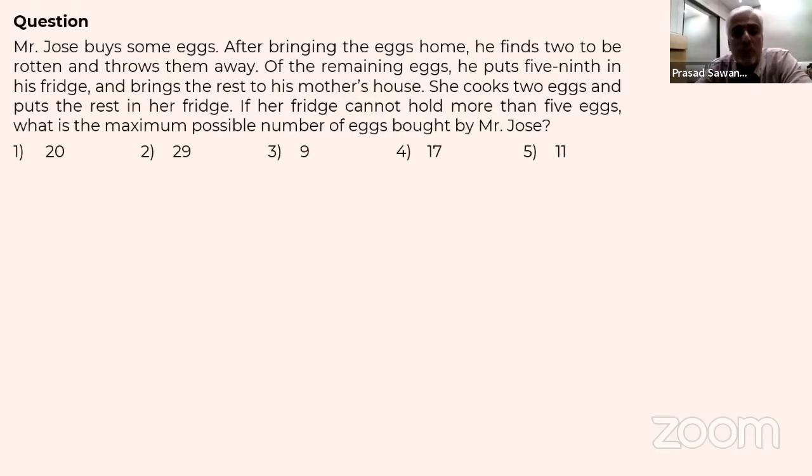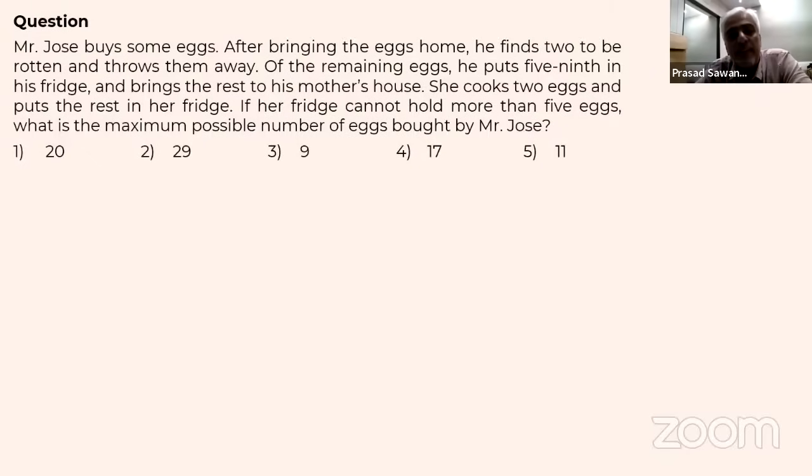Okay, next question also is pretty interesting. Mr. Jose buys some eggs. After bringing the eggs home, he finds 2 of them rotten. So whatever he bought, out of that he subtracts 2 and throws them away. Of the remaining eggs, he puts 5/9 in his fridge. So whatever was remaining, he put 5/9 in the fridge. And the remaining he brings to the mother's house.